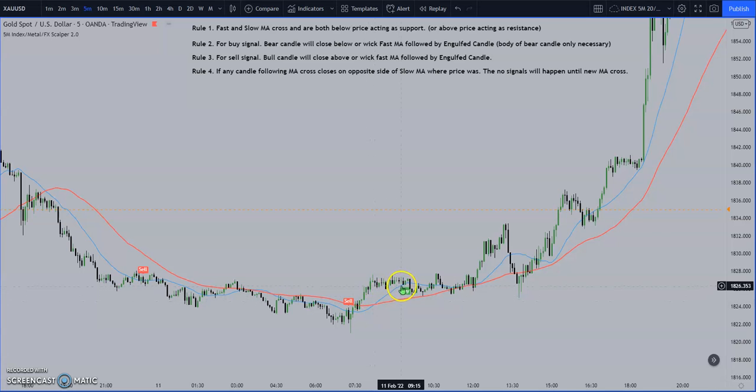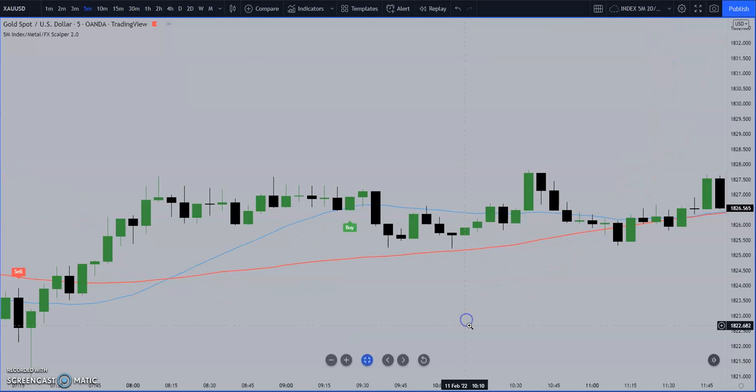Then we have a bear candle that opens above the slow MA and comes down. In this case, it didn't close below, it just wicked. If you go to the replay, it probably didn't close below. So it did touch the fast MA, we'll just say touch, and it was followed by an engulfing candle, which closed above the body of the bear candle. That is your second rule for getting a signal, and those are your basic rules.